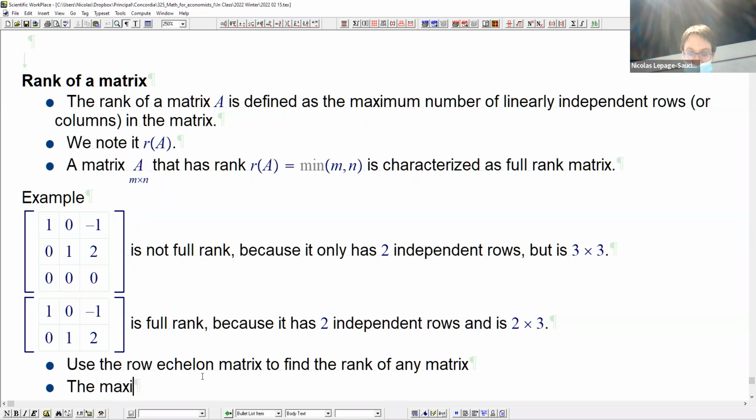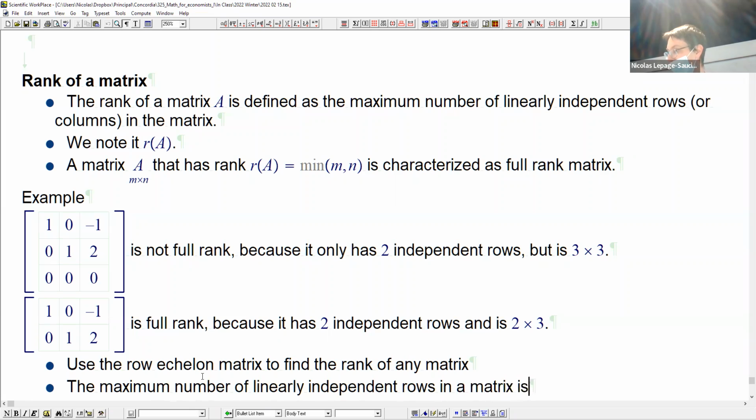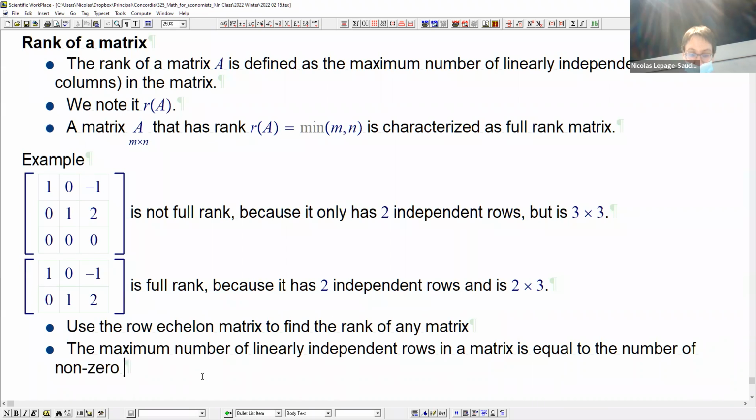The maximum number of linearly independent rows in a matrix is equal to the number of non-zero rows in its Gaussian matrix.